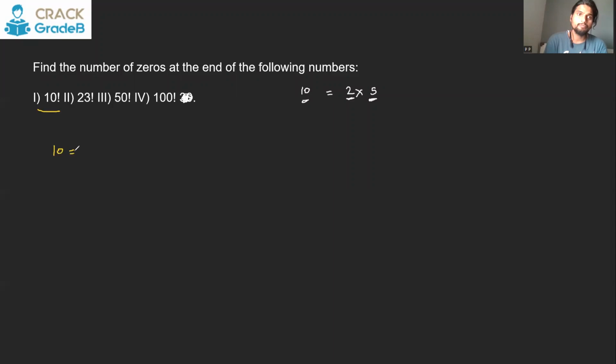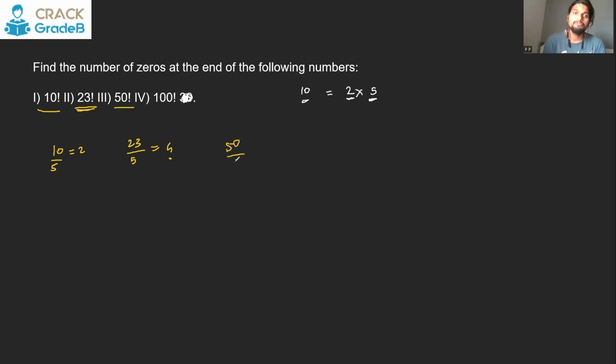In 10 factorial, we know 10 by 5, there will be 2 zeros, 2 fives, so 2 trailing zeros. In 23 factorial, 23 divided by 5, the answer is 4. So the number of fives is 4. So the number of trailing zeros will also be 4.